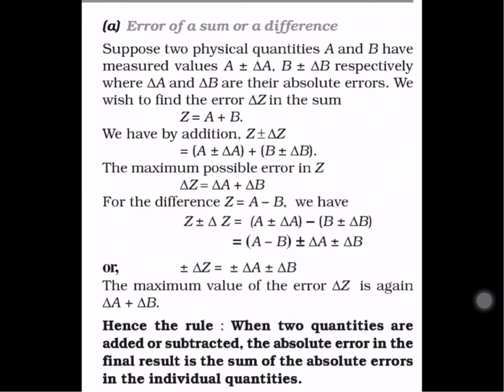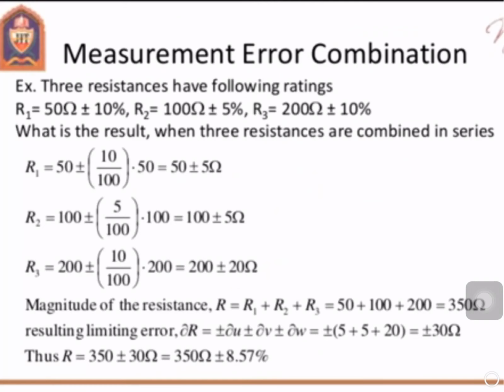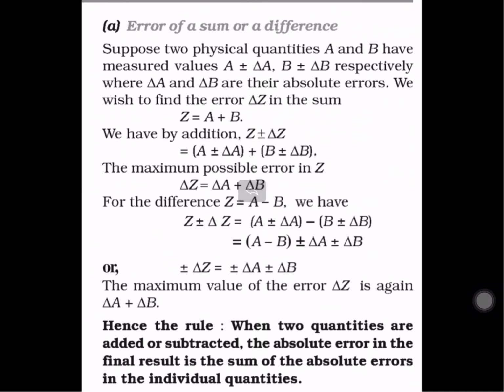So the first one, error of a sum or a difference. The rule is, when two quantities are added or subtracted, the absolute error in the final result is the sum of the absolute errors in the individual quantities. The rule is there, but after that I will give an example, and if you see that, you can understand very easily. The absolute error in the final result is the sum of the absolute errors in the individual quantities.